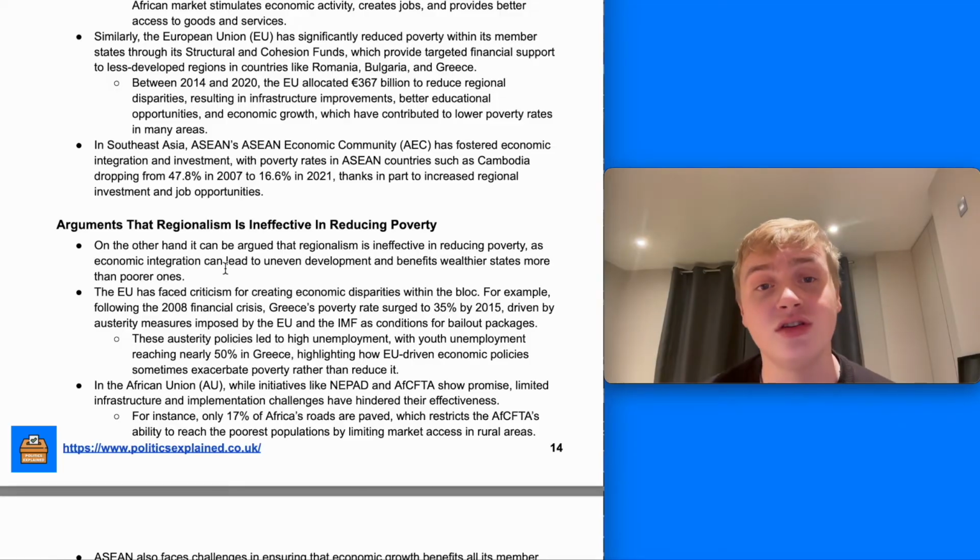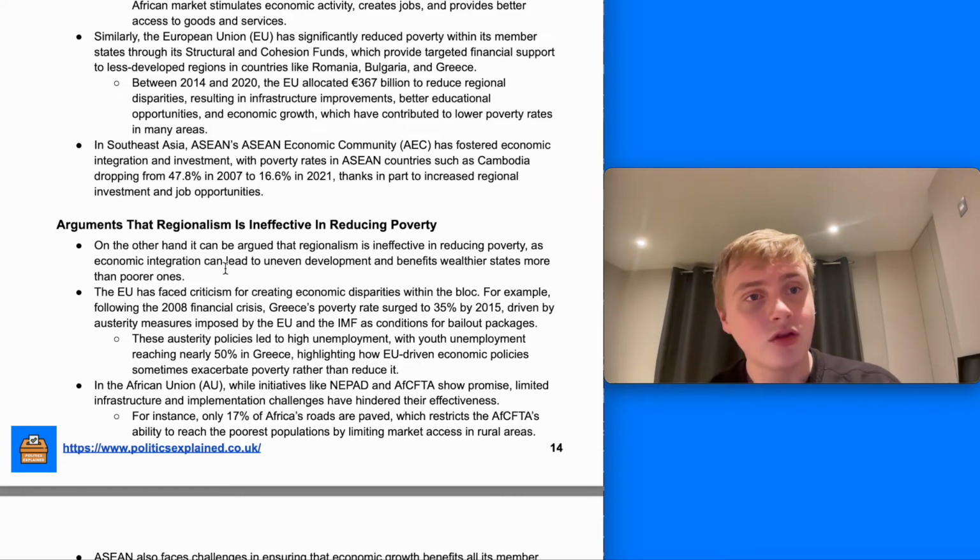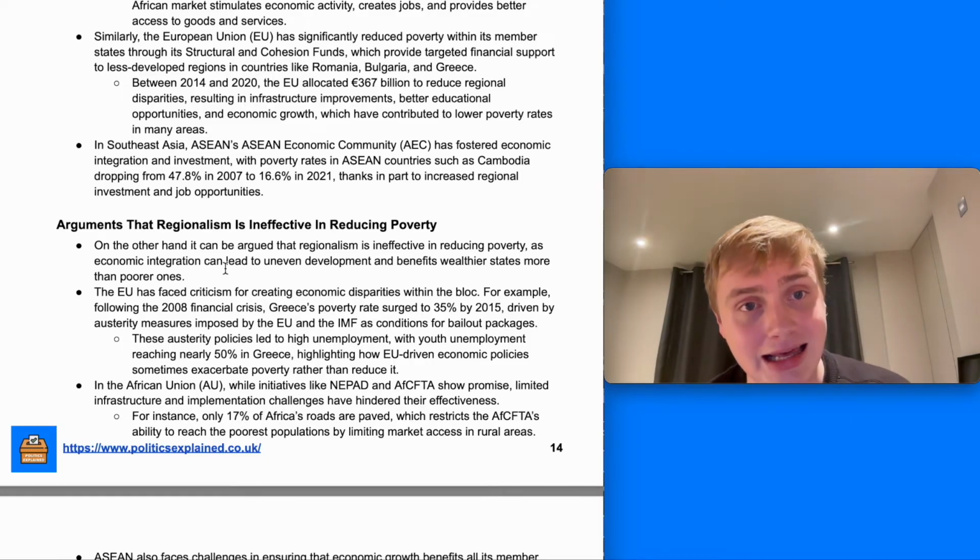Similarly, the EU has significantly reduced poverty within its member states, not only through the economic benefits it's brought through the single market, but also through targeted structural and cohesion funds, which has given funding to less developed countries like Romania, Bulgaria, and Greece, allocating 367 billion euros to reduce regional disparities between 2014 and 2020.